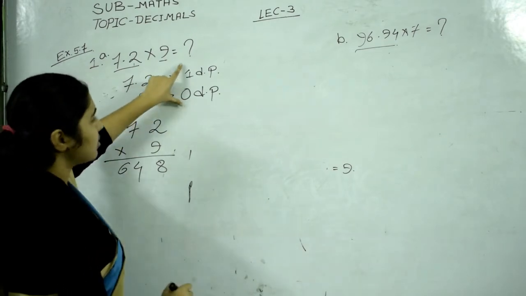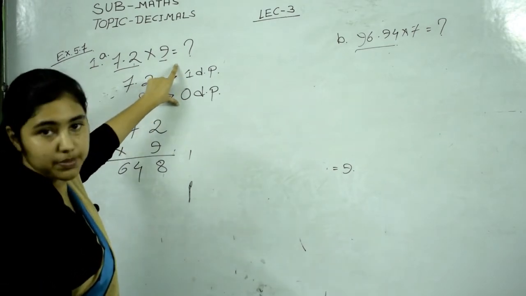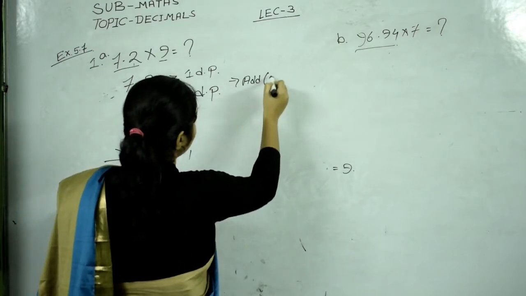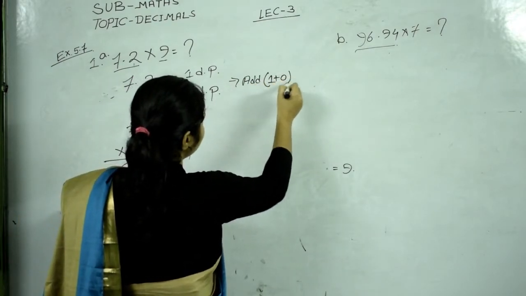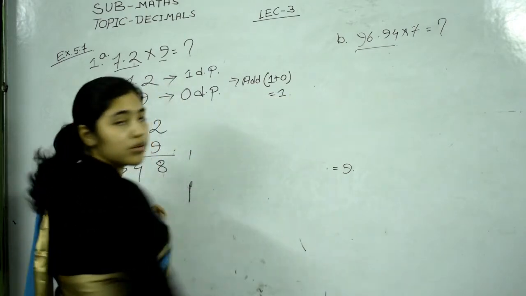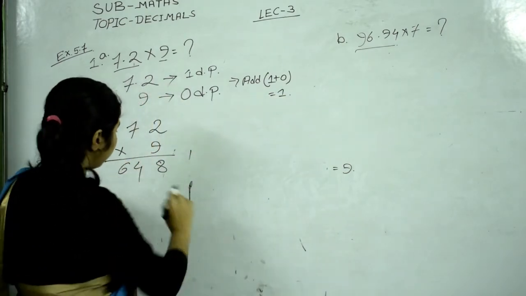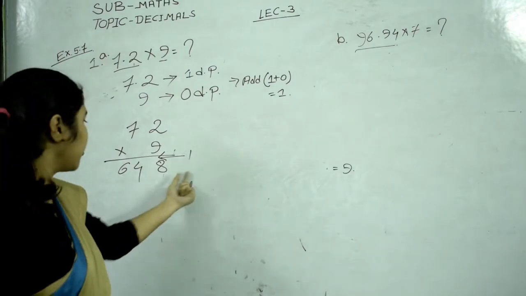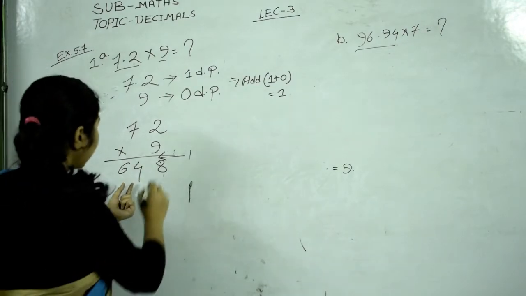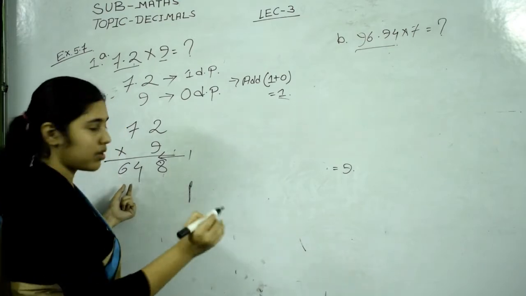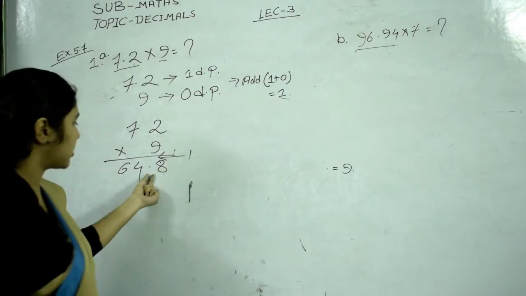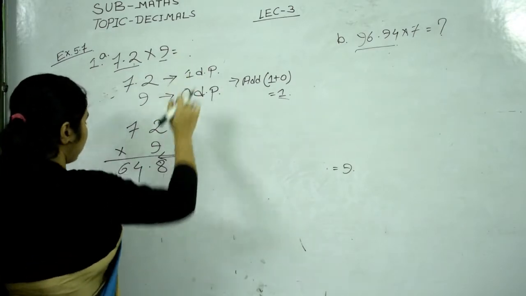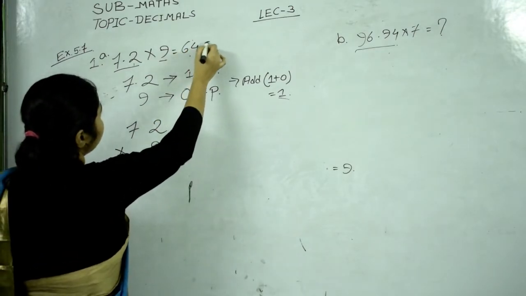Now add the number of decimal places. So 1 plus 0 is equal to 1, right? So by the same process, insert the decimal point from the right at 1 decimal place. So 1 decimal place. So our answer is 64.4.